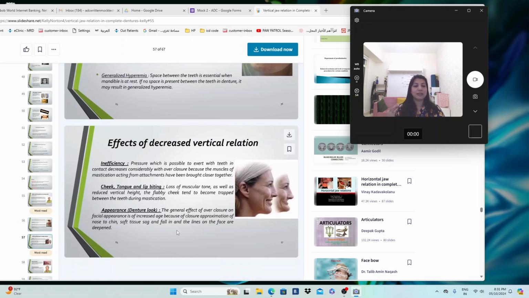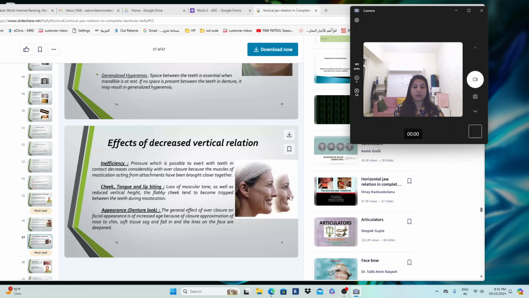Now what happens when there is decreased vertical relation, meaning there is extra space, the freeway space will be more than 4 mm. Then there will be inefficiency, like the pressure for the biting would not be sufficient enough because the teeth are far away when the patient is trying to occlude. Cheek, tongue and lip biting will happen.